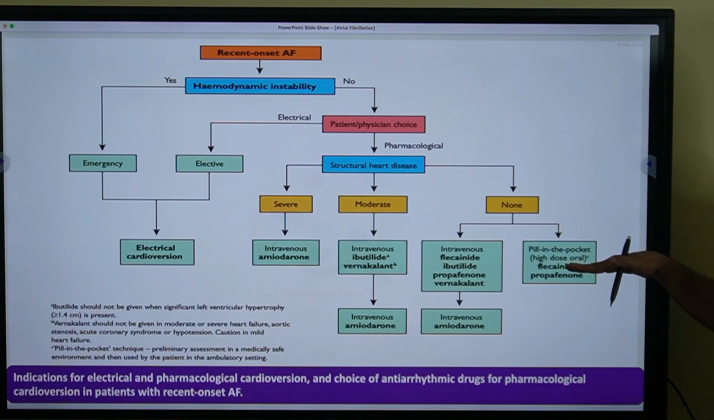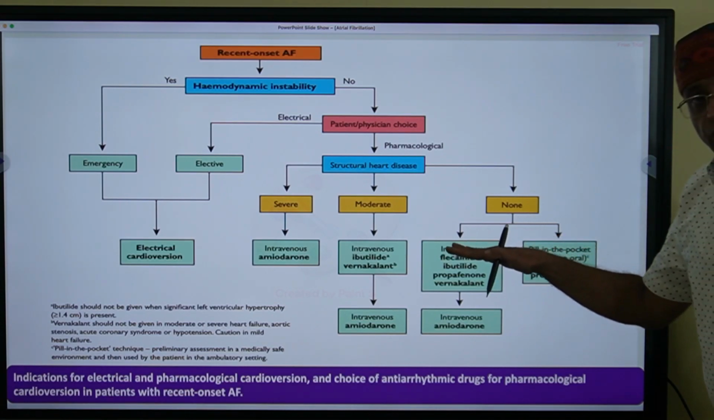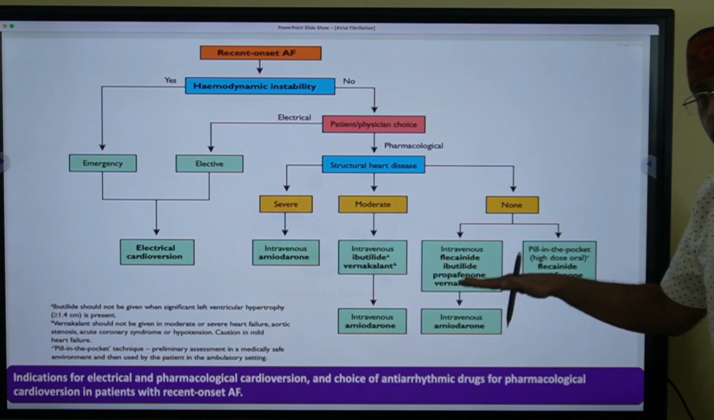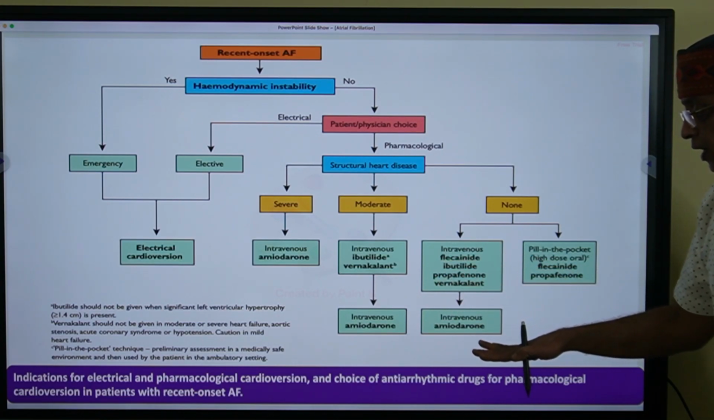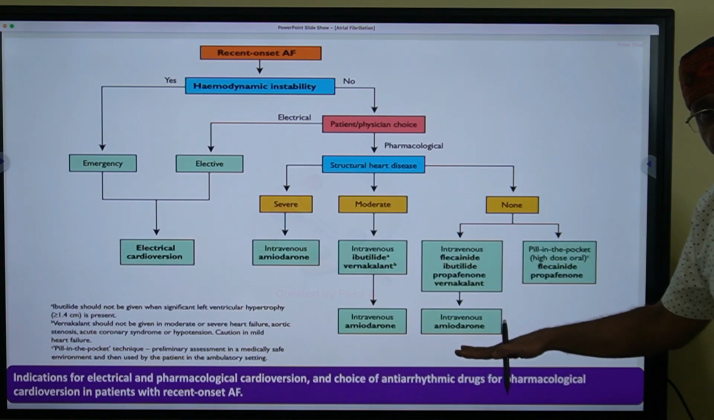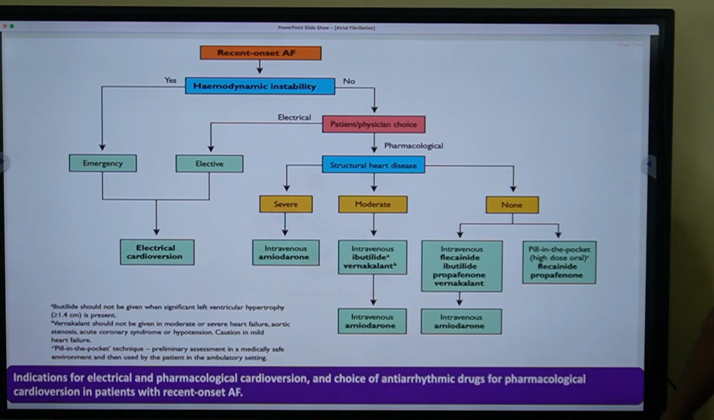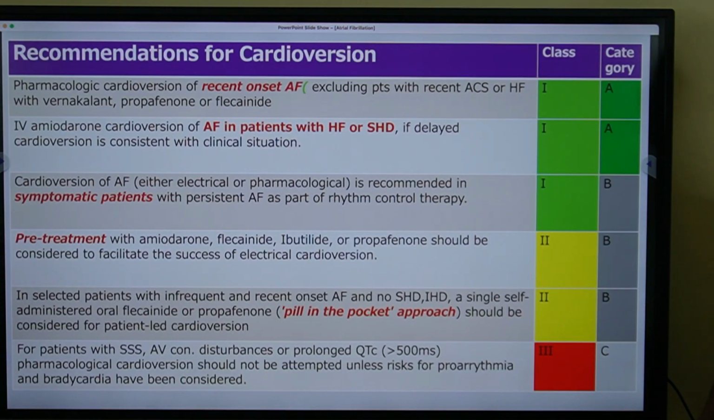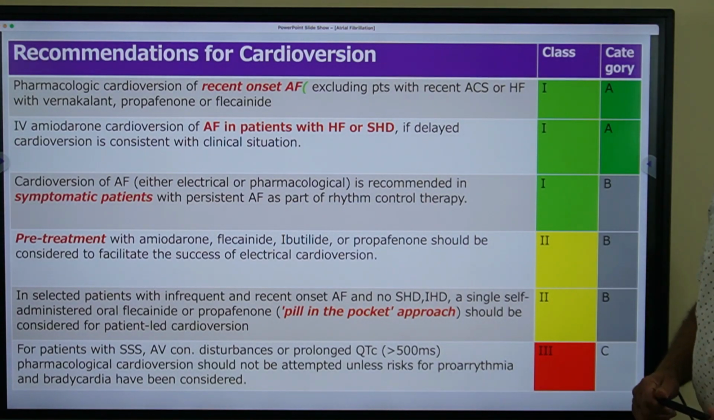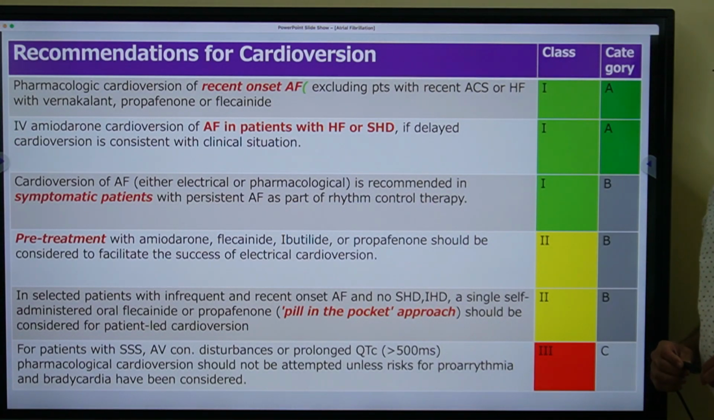This is especially for a young patient, highly symptomatic, with paroxysmal AF of very short duration, less than 48 hours. Then the patient can take a pill in the pocket, flecainide or propafenone, or you can go in for IV flecainide, ibutilide, propafenone or vernakalant. Again, if these drugs fail, the choice would be amiodarone. These are the guideline recommendations for cardioversion.